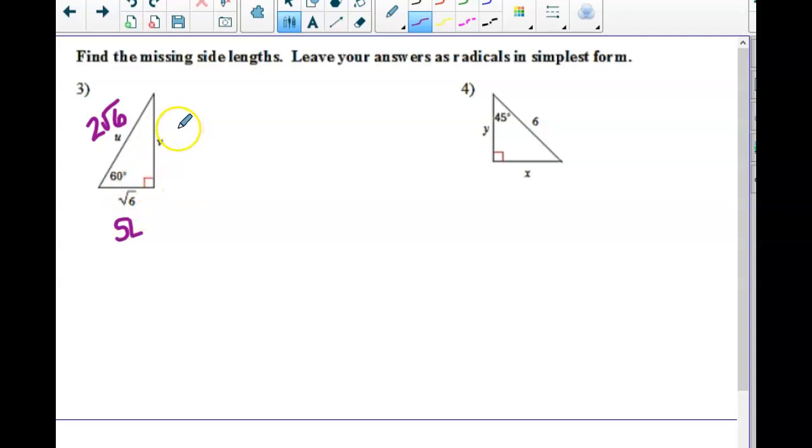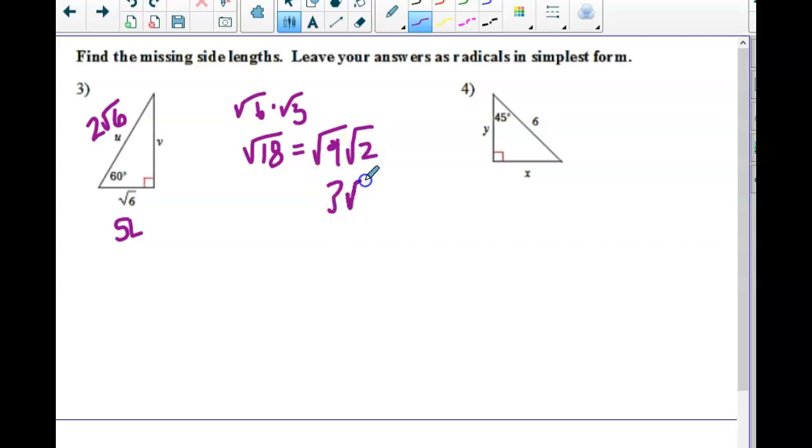But then to get to the long leg, you take the short leg times the square root of 3. What's square root of 6 times square root of 3, guys? Square root of 18. And what perfect square goes into 18? Not 6 or 3. 9 goes in there 2 times. So you'd end up with 3 square roots of 2.